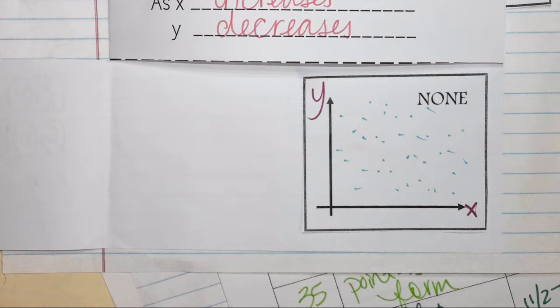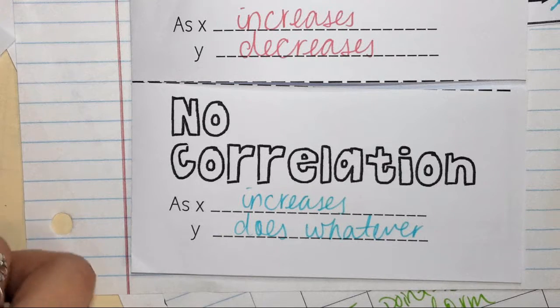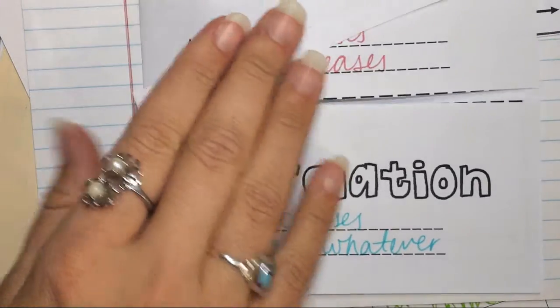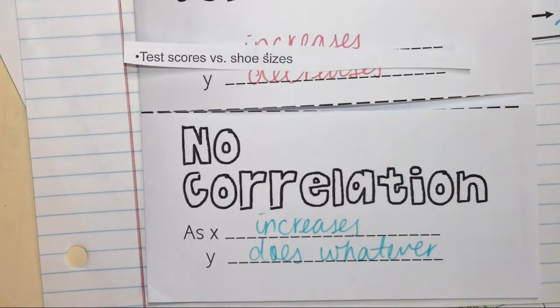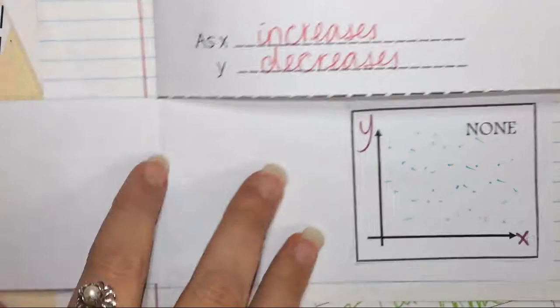Alright, so now what we're going to do is look at our words and figure out if it's a positive, no, or negative correlation. Is everybody ready? And then we're going to glue them in. So let's start with test scores versus shoe size. Is that a positive, negative, or no correlation? Definitely no correlation. If your shoe size is giant, that does not mean that you're going to do well on the test.